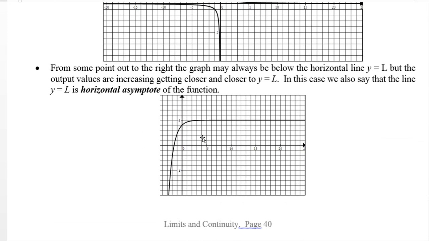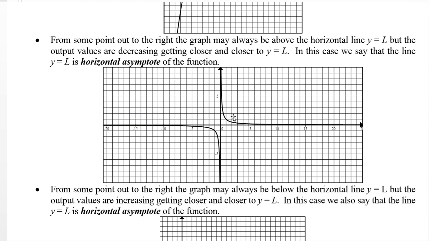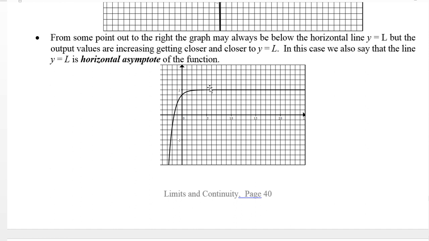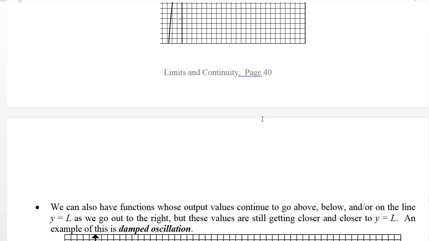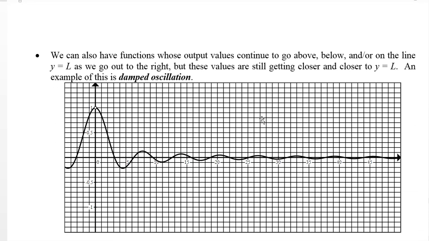Now, another way we could do it is the horizontal asymptote could be on the right, but coming from below. This is probably a flipped over exponential or something. So it's coming up this way and approaching closer and closer to 5. In the previous one, the y's are getting smaller and smaller, but getting closer and closer to L. Here, the y's are getting larger and larger, but getting closer and closer to L. That's also a horizontal asymptote. It's on the far right. It doesn't actually touch the line y equals L, but it's getting closer and closer to it as we go out. Now, there's at least one more possibility here.